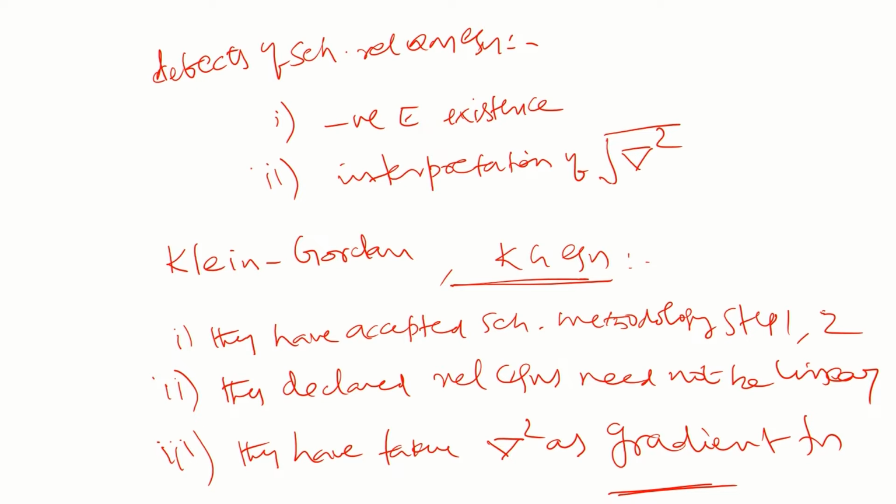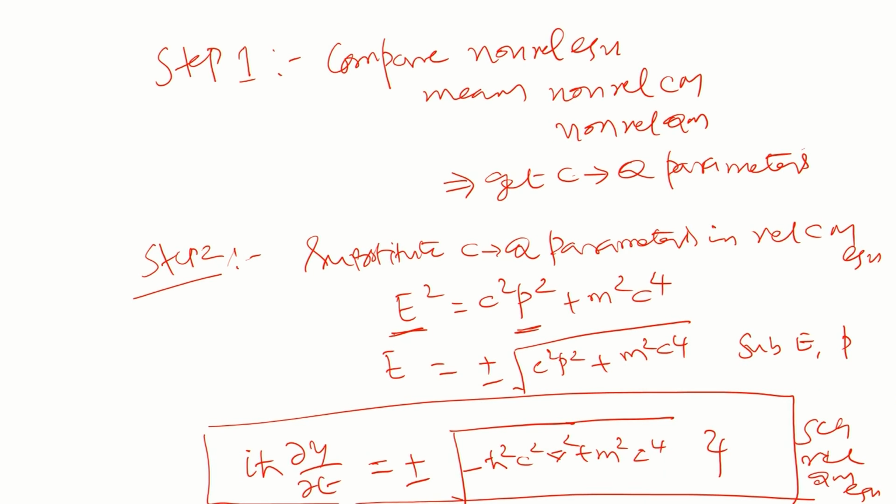That is, they just rectify the defects. The first defect is the negative energy existence. Seeing the previous slide, we have seen that a plus or minus sign is appearing in this step. This plus or minus is appearing due to taking the square root, E square equal to c square p square plus m square c power 4. Here Schrodinger has taken the square root. Taking the square root will introduce a negative sign, and this leads to the existence of negative energy. This is the reason for the defect.